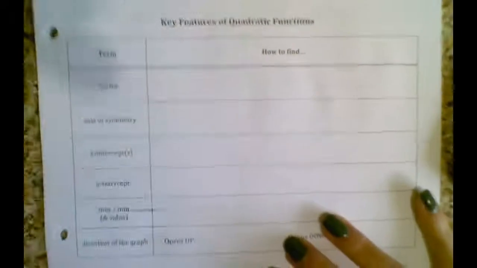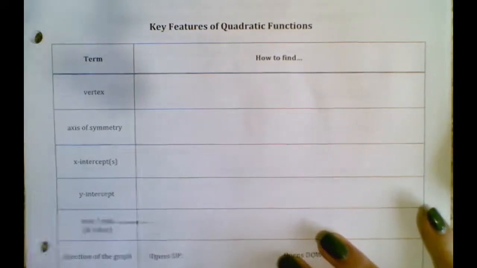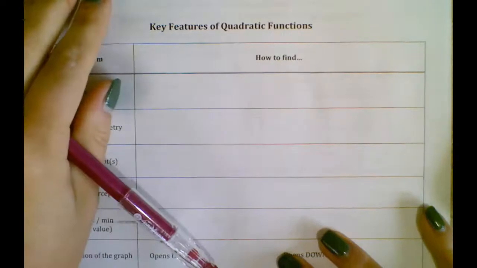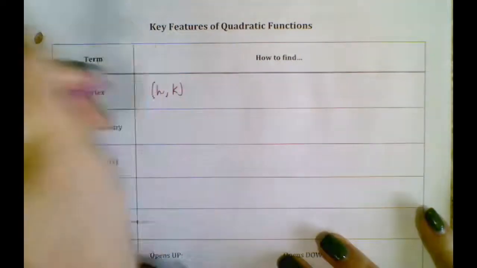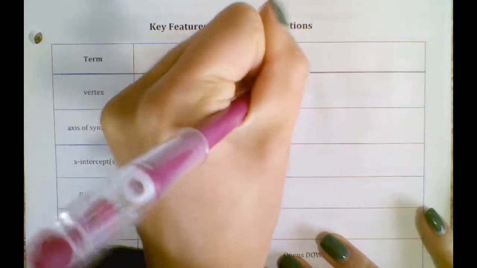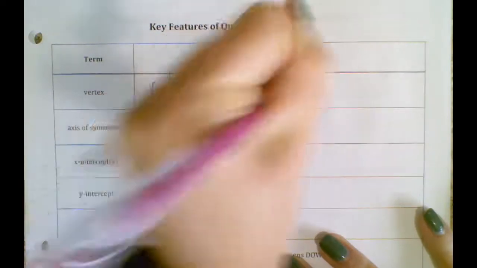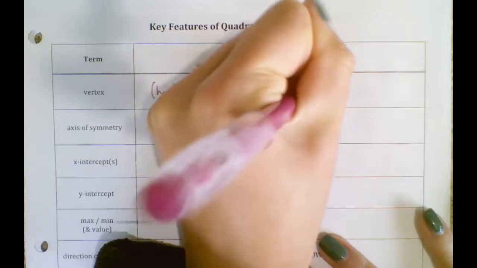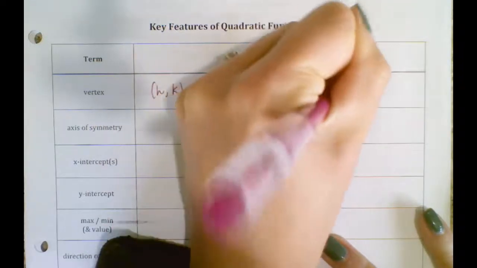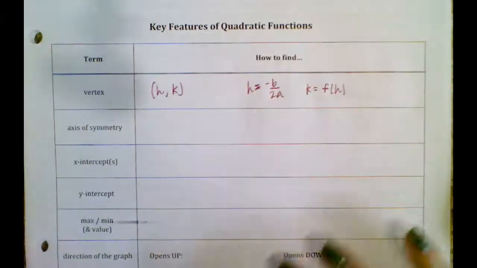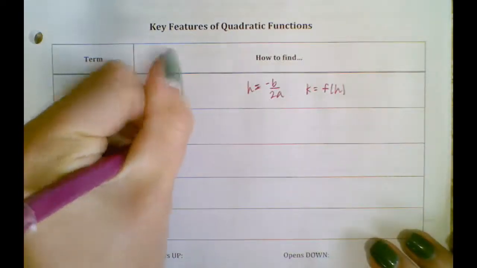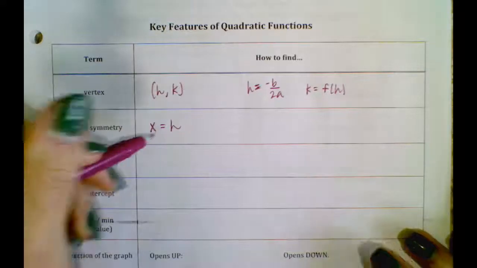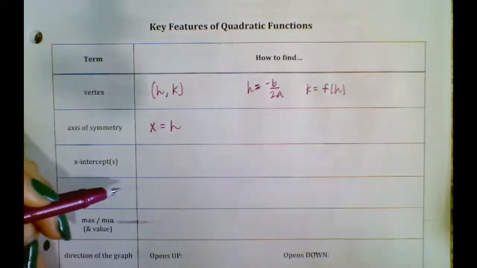Next, we want to talk about the key features of quadratic functions. Some of this is repetitive, guys. Remember, the vertex is just hk, all right? And we know the formula for h is negative b over 2a. We just went over that. And k equals whatever f of h is. That just means you plug the h value in for x to solve. The axis of symmetry is x equals whatever that h value is. Remember to write x equals because it is a line.